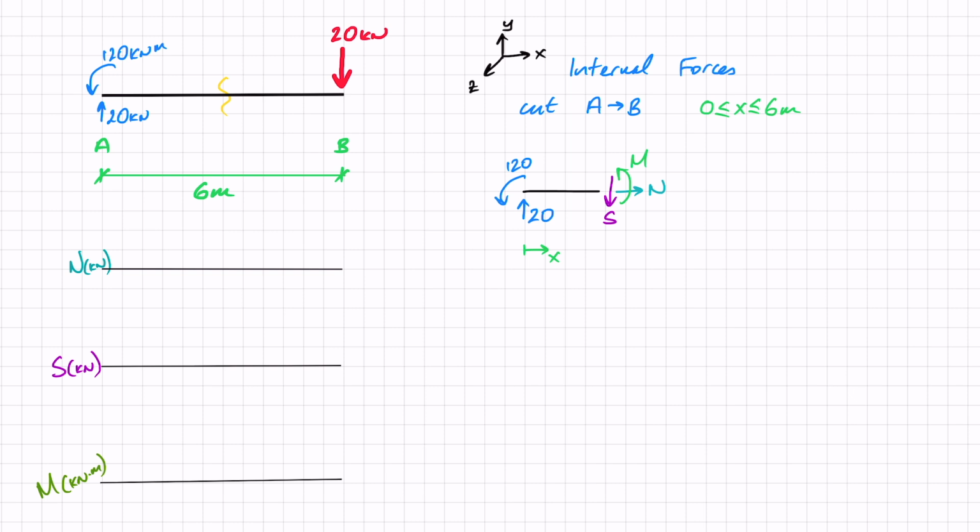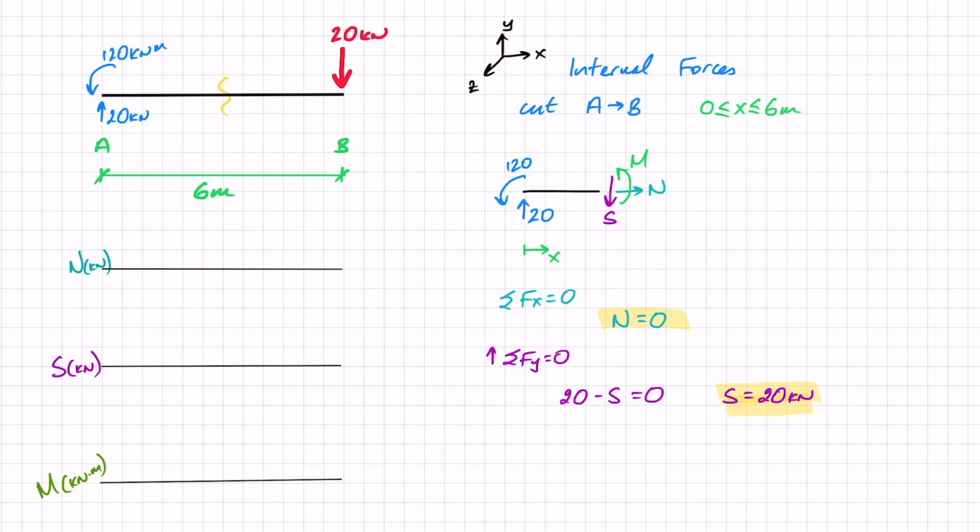I'm going to start off with a sum of forces in the x direction equals 0. And in this case, I've got N, that internal axial force, and nothing else. So N equals 0. The next thing I'm going to do is sum of forces in the y direction, with this being my positive y. I've got 20 in the positive direction, and then S in the negative direction equals 0. So S works out as 20 kilonewtons. And I can see here that that 20 is constant. It doesn't matter at what x I am.